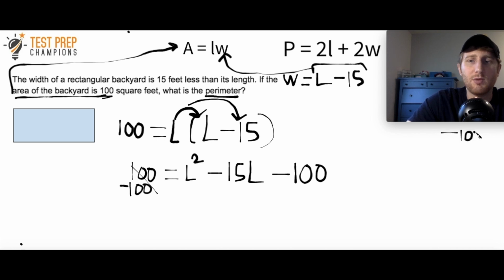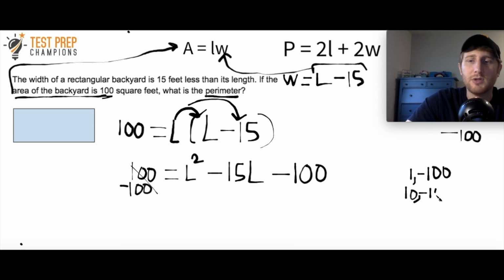And the next thing I want to do is find two numbers that will multiply together to give me negative 100, but they have to add up to be negative 15. All right, so let's list pairs of numbers that will multiply together to give us negative 100 first. So obviously you could do 1 and negative 100. You could also do negative 1 and 100. You could do 10 and negative 10.